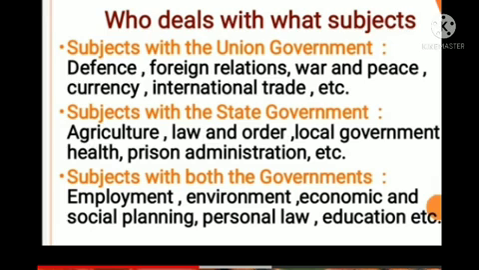Who deals with what subjects? Subjects with the union government are defense, foreign relations, war and peace, currency, international trade, etc. Subjects with the state government are agriculture, law and order, local government, health, prison administration, etc. Subjects with both the governments are employment, environment, economic and social planning, personal law, education, etc.